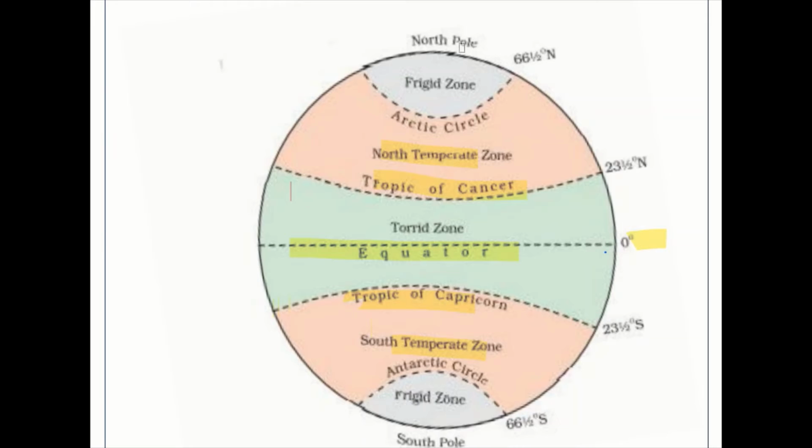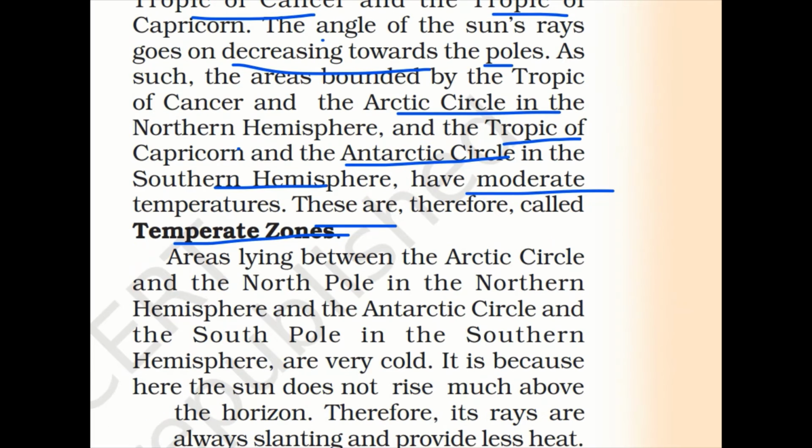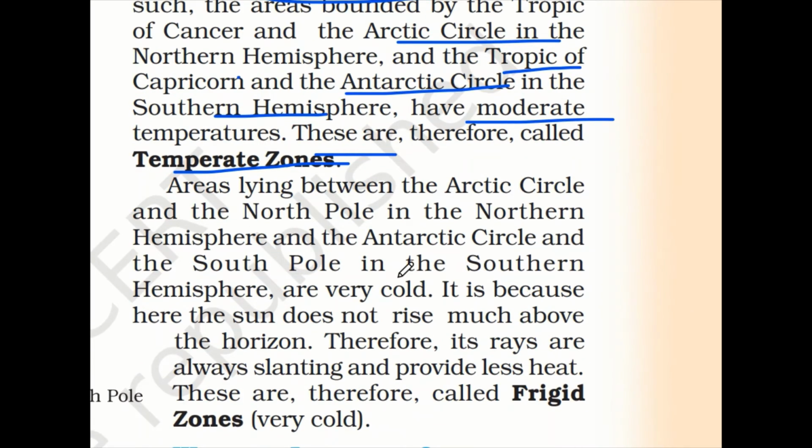And third, we can see the frigid region. Frigid region is found from 66.5 degree north or south to the poles in both the hemispheres. As we can see here, the text is given. Sun's rays are always slanting and provide little heat to the region, and therefore it is called the frigid region, and it is very cold.